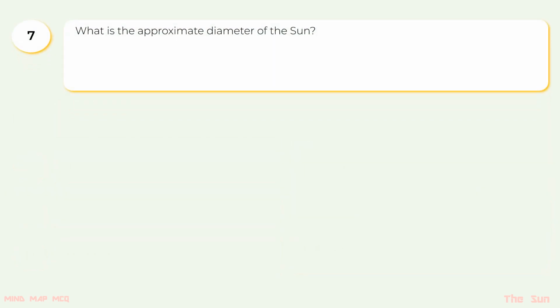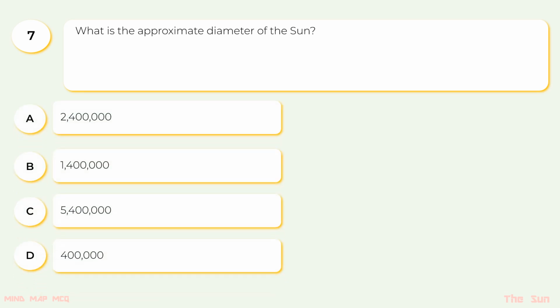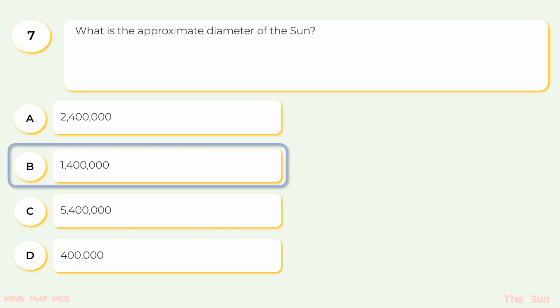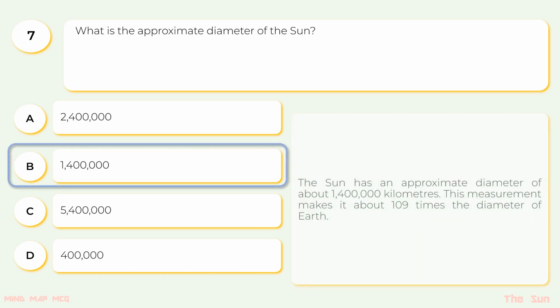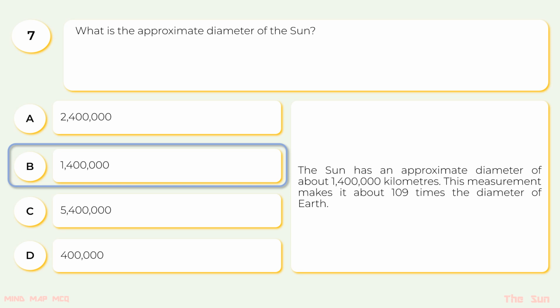Question 7. What is the approximate diameter of the sun? The options are 2.4 million kilometers, 1.4 million kilometers, 5.4 million kilometers, and 400,000 kilometers. The correct option is 1.4 million kilometers. The sun has an approximate diameter of 1.4 million kilometers. This measurement makes it about 109 times the diameter of Earth.